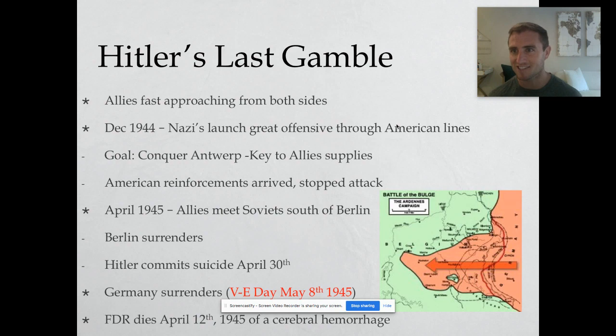The last stand for the Germans, an offensive, Hitler's last gamble, is what becomes known as the Battle of the Bulge. Once again, an offensive through the Ardennes forest, trying to break American lines. They push through on their way to kill the supply chain of American forces. American reinforcements arrive just in the nick of time, stop the attack, cause a German surrender, and from that point forward, it is going to be an Allied victory.